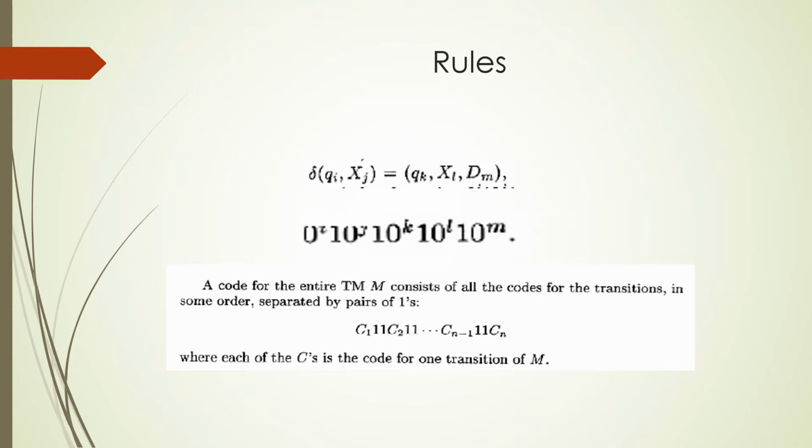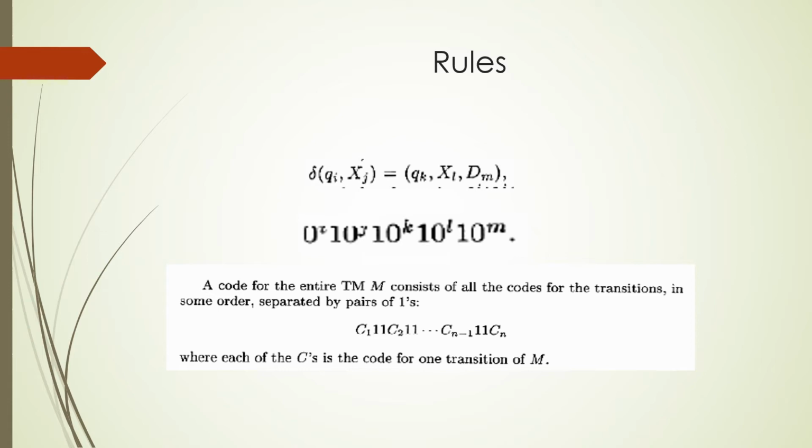Here this transition function is encoded as shown here. That is, the state Qi is represented by 0 to the power i, that is, by i occurrences of the symbol 0. And the separator between Qi and Xj is going to be 1. So here 1 acts as a separator for each parameter that we pass as an input and also the output of the transition function. Similarly, the input Xj is going to be represented as 0 to the power j, Qk as 0 to the power k, Xl as 0 to the power l, Dm as 0 to the power m. So this is going to be our encoding for a given transition function.